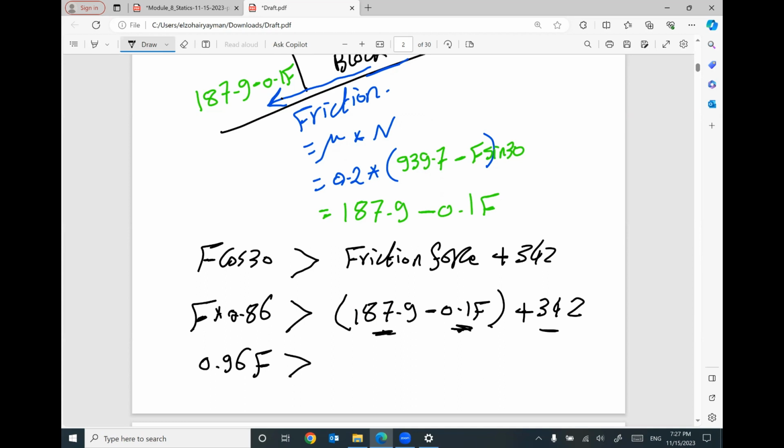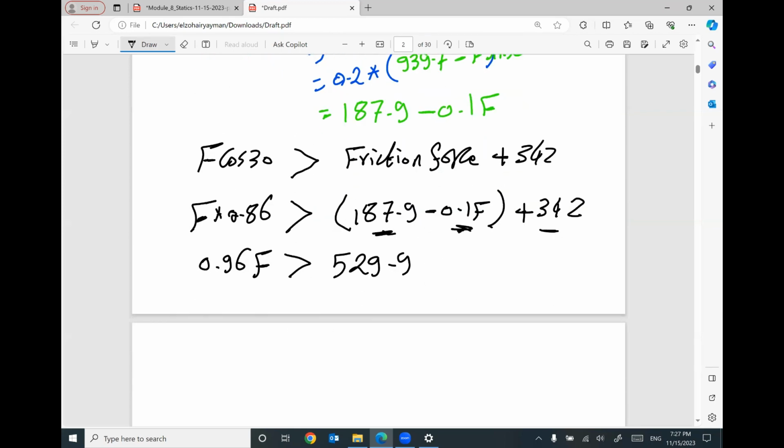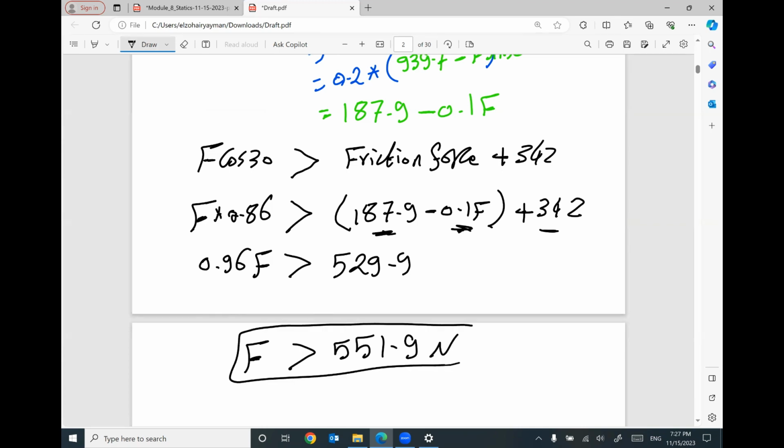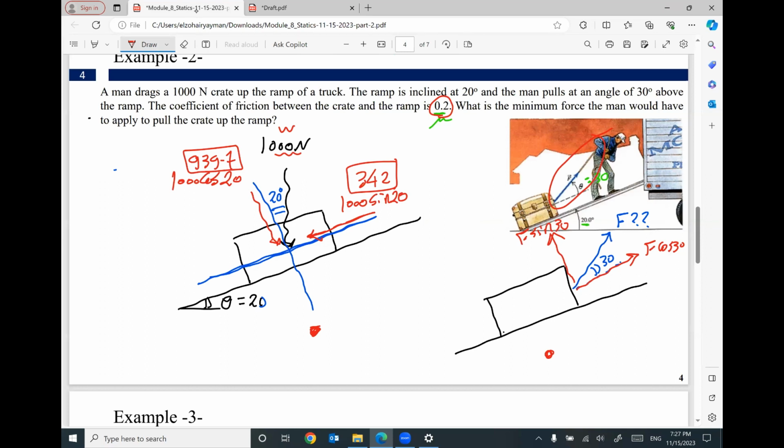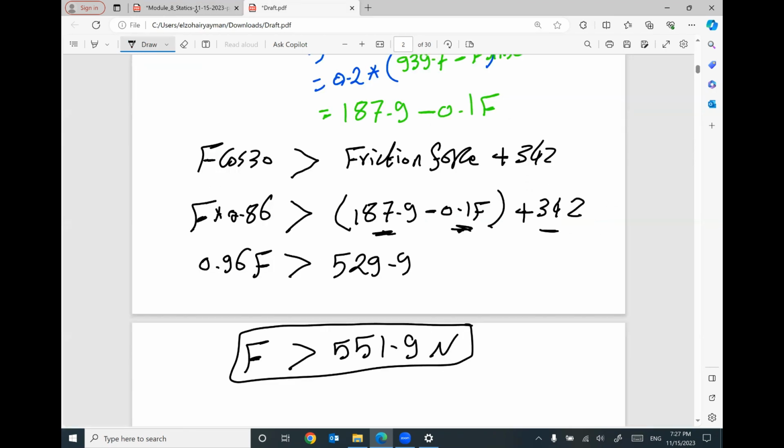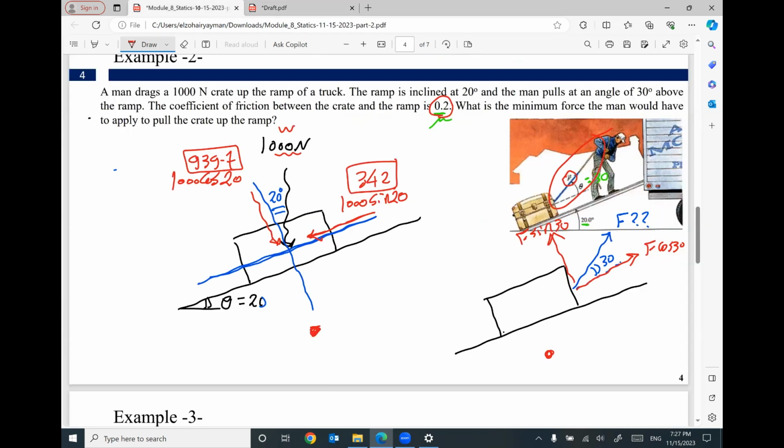It will be 187.9 plus 342. I got 529.9. So the value of F must be greater than, divided by 0.96, 551.9 Newton. This man needs to apply a force F greater than 551.9 Newton to succeed to move this box up the ramp of the truck.